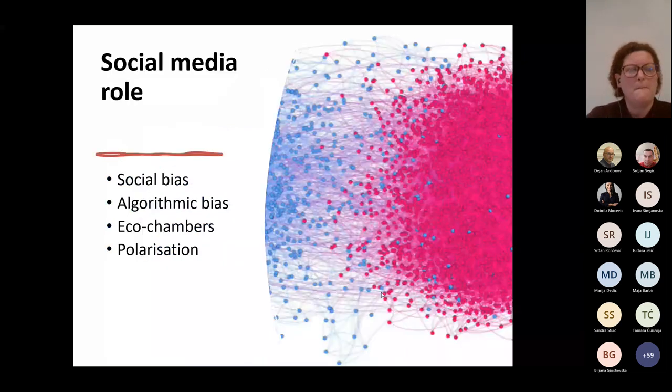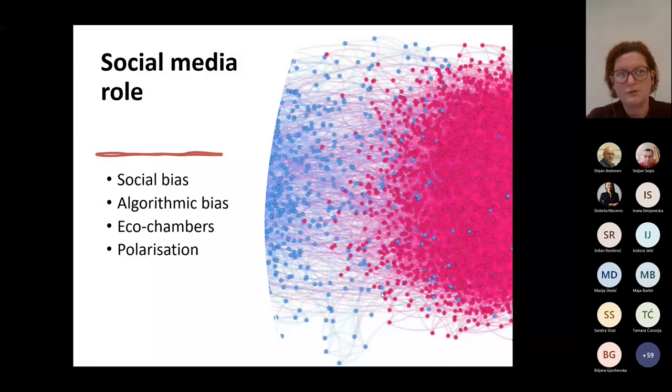Nowadays, social media has created some problems which were not seen before. For example, using algorithms, social media can spread misinformation and disinformation regarding climate change, of course. And there are created what we call echo chambers, meaning that people who are aligned with our beliefs, with our values, with our worldview regarding climate change create a chamber. So that creates polarization.